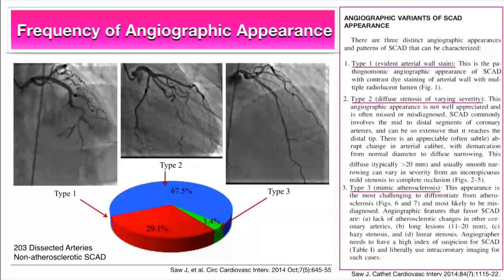So when we utilize this classification in our series of patients that we published in Circ Intervention last year, now inclusive of 203 dissected arteries, we found that the majority of patients, in about two-thirds of cases, have the type 2 long diffuse type stenosis. Only about 29% had a type 1 pathognomonic angiographic multiple radiolucent lumen, and less than 5% had type 3 changes of mimicking atherosclerosis. So essentially, if you are utilizing the old school pathognomonic changes of multiple lumen and wall stain with contrast, then you could be missing over two-thirds of coronary dissection on angiogram.